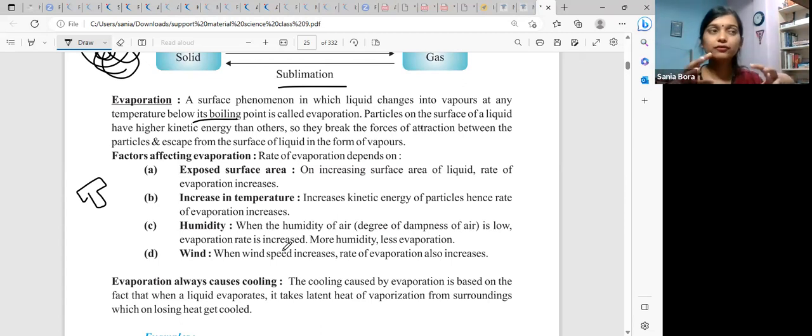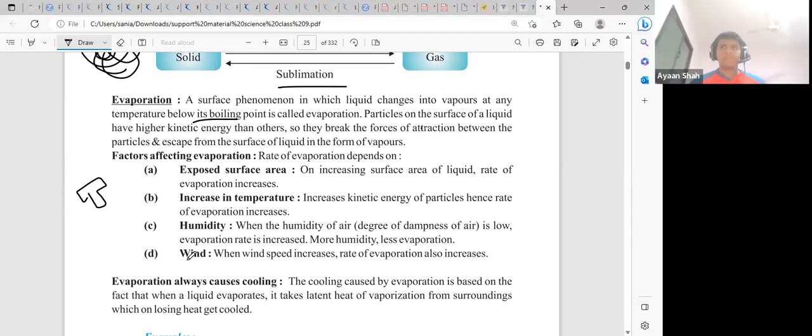For example, if humidity is high, there is a lot of stickiness around you. That means a lot of liquid is present, right? So the less humidity there is, the more will be the evaporation, and the more humidity, the less evaporation. Clear? Yeah. And then wind.